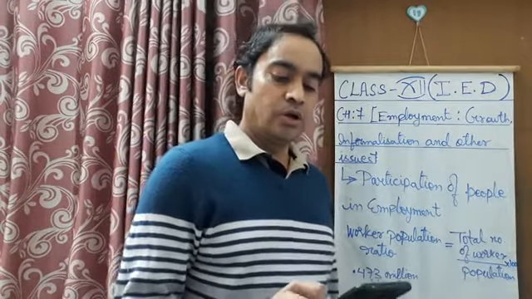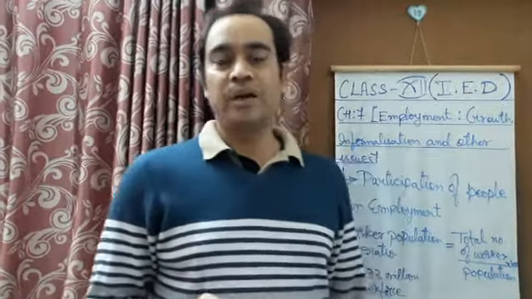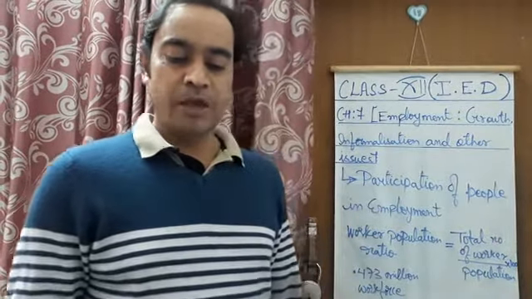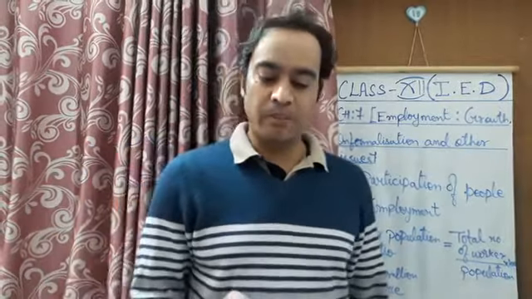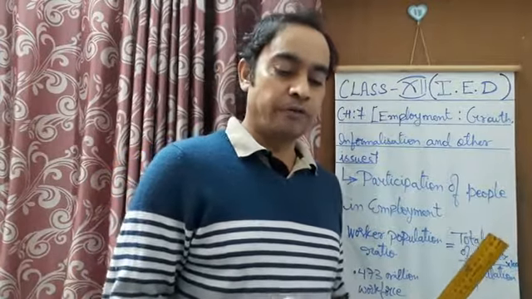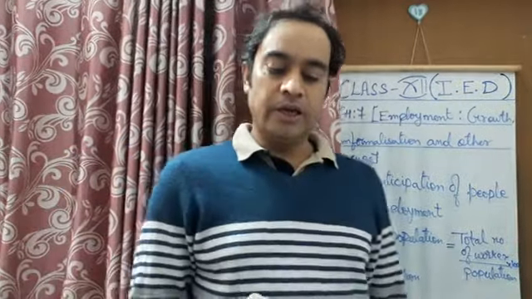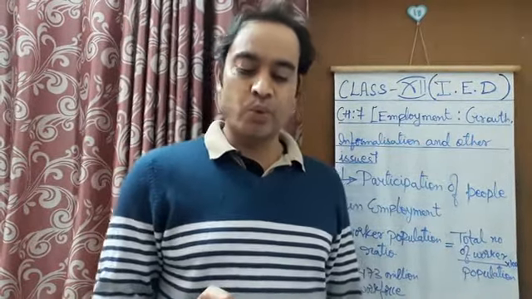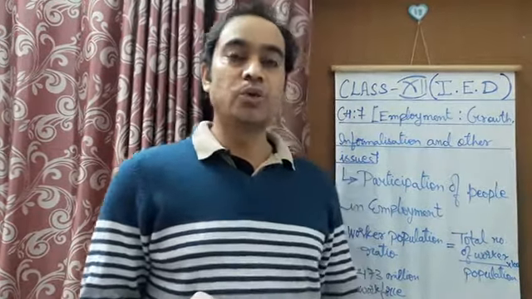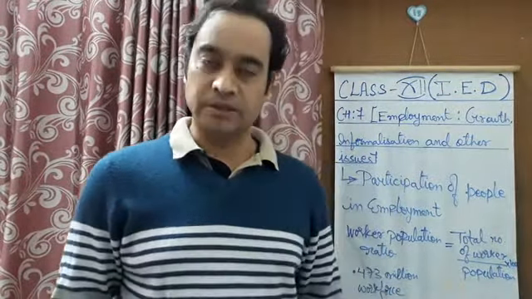According to table 7.1 given in your NCERT book on page number 119, you will see that for every 100 persons, about 39 are workers in India. So out of every 100 people, near about 39 are workers. In urban areas, the proportion is about 36, whereas in rural India, the ratio is 40. So we see that in the rural areas, more people are found to be working as compared to the urban areas.